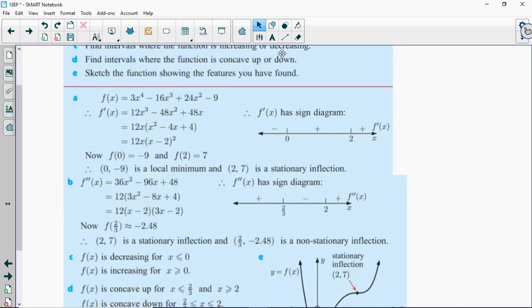Part D, where is the function concave up or concave down? That's coming from this sign diagram. It's going to be concave up from negative infinity to 2/3 and from 2 to infinity, and it will be concave down in between those two.